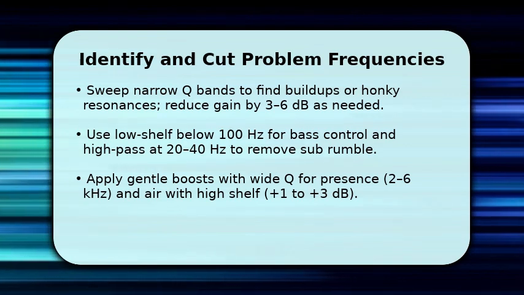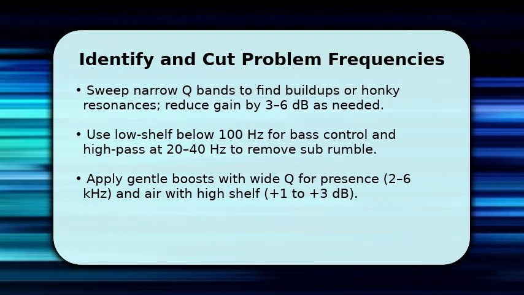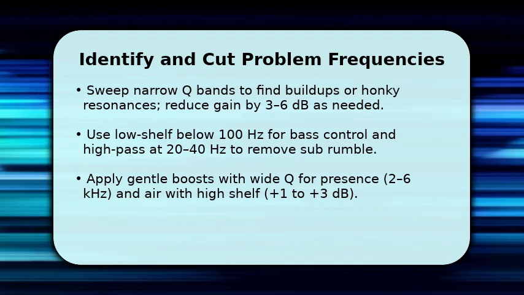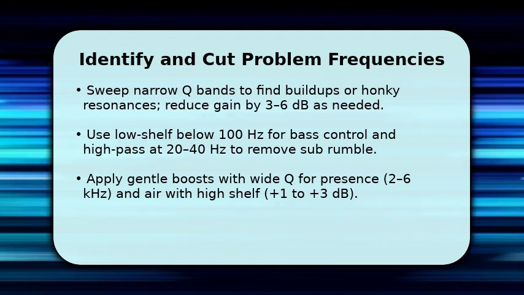For low end, engage a high pass around 20 to 40 Hz to remove rumble and use a low shelf to tame or enhance bass. Once intelligibility is the focus, add subtle wide boosts around 2 to 6 kHz for presence and a light high shelf for air. Trust your ears.